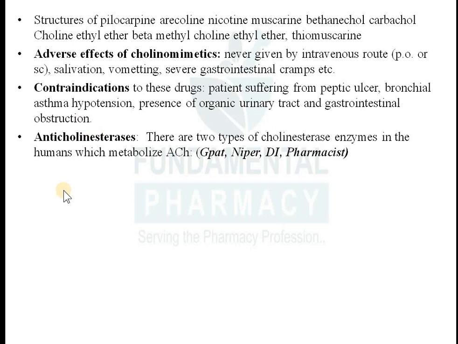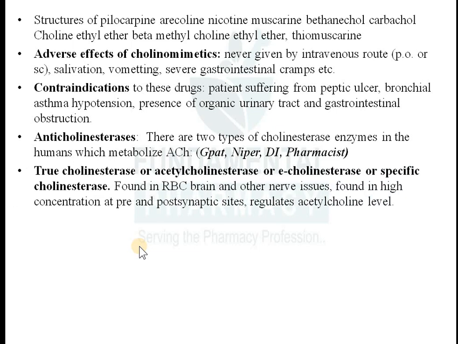Now anticholinesterases. There are two types of cholinesterase enzyme that metabolize acetylcholine: true cholinesterase and pseudocholinesterase. True cholinesterase is also known as acetylcholinesterase, E-cholinesterase, or specific cholinesterase enzyme. You must remember these synonyms, because questions come on them. It is found in the brain and RBCs only, and it rapidly metabolizes acetylcholine.